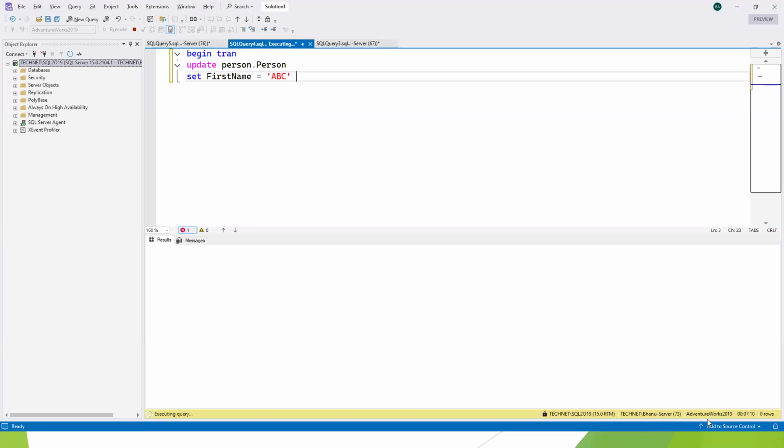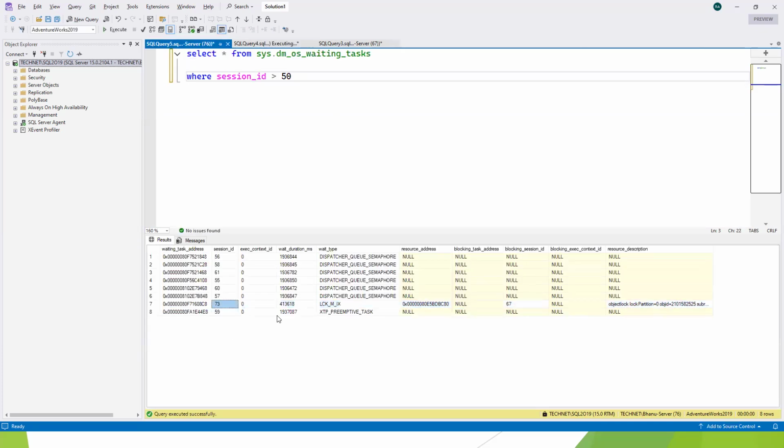So you can see here, 73 here, that is the thread I'm worried about, right? It is waiting for some lock resource, right? So that is where you see whatever threads are currently waiting, that is what we see.